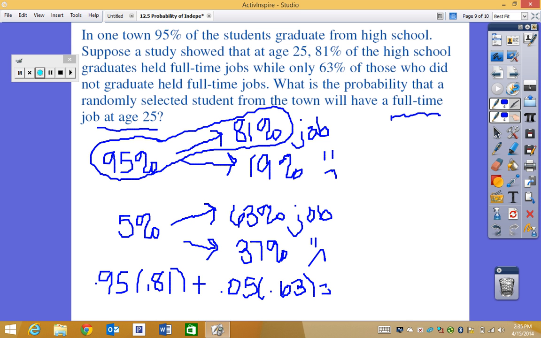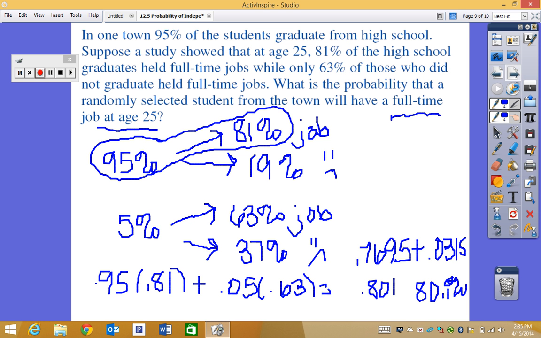So we have 0.7695 plus 0.0315, and that equals 0.801, which is approximately 80.1% of the selected students from town have a full-time job at the age of 25.